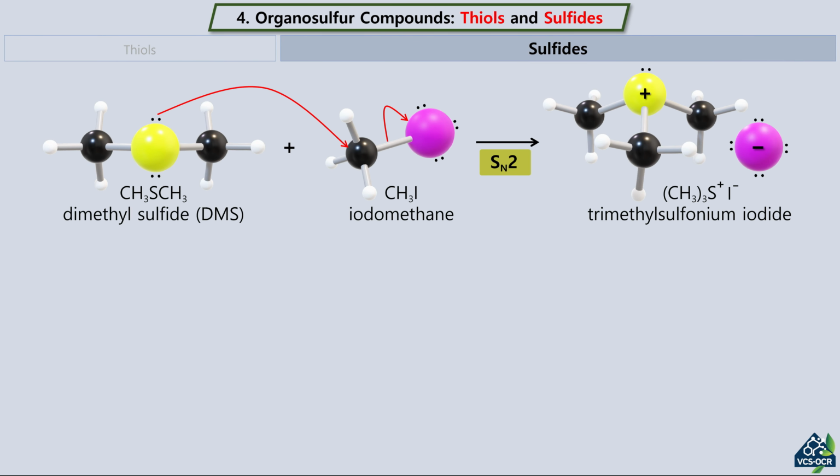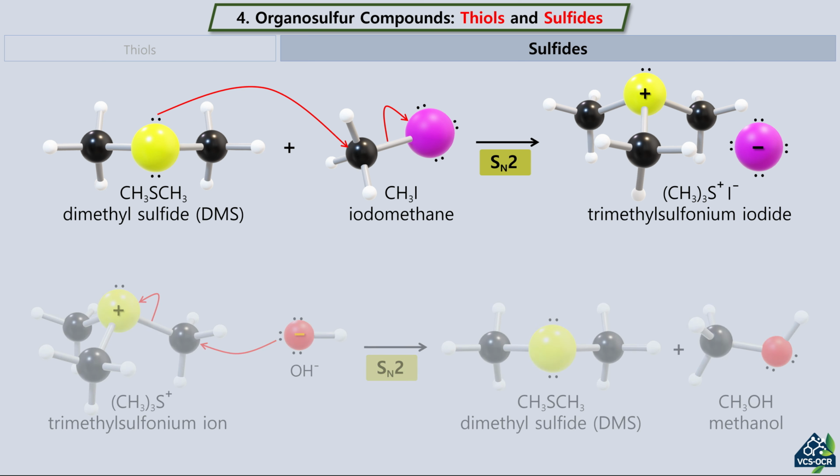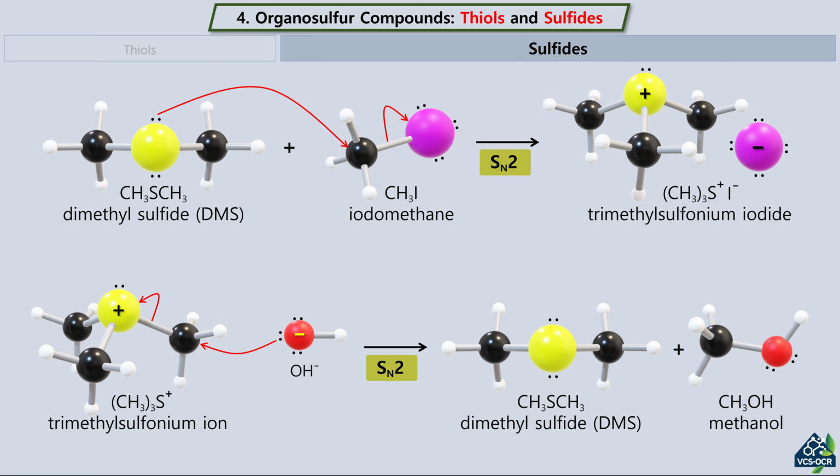Sulfides can also act as nucleophiles to attack alkyl halides, forming sulfonium salts. These salts are highly reactive. When a hydroxide ion attacks an alkyl sulfonium ion, an SN2 process can occur, displacing a sulfide leaving group to produce an alcohol.